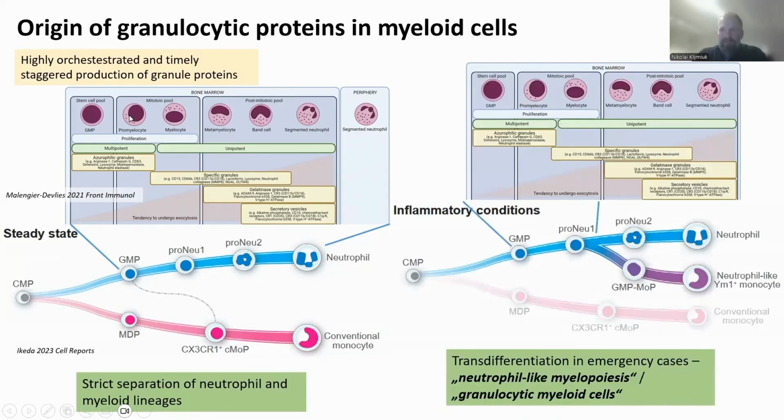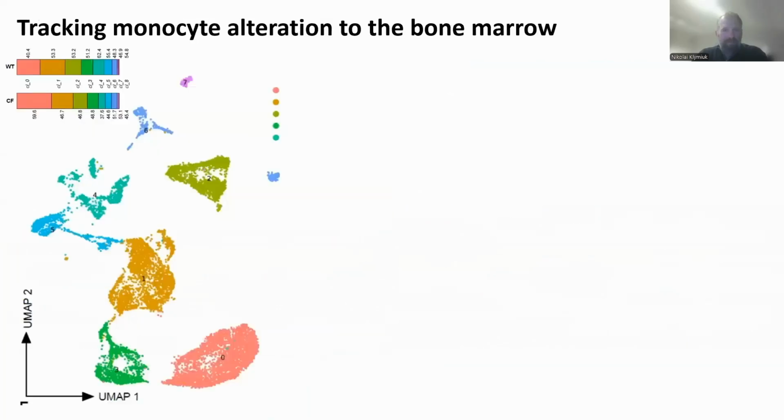Only since recently, there is some evidence of emergency cases, and in these cases, the classical conventional monocytic line is fading, and instead, monocytes are derived from the neutrophil lineage by transdifferentiation. And this transdifferentiation starts after granulocytic proteins are being produced and their transcription is switched off. So explaining these granulocytic patterns at protein, but not at transcriptional levels.